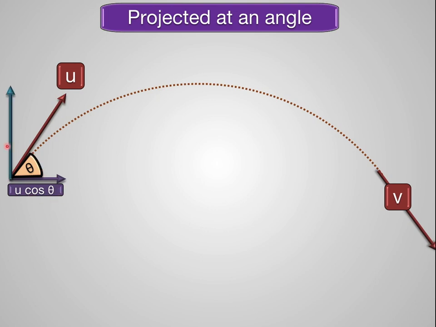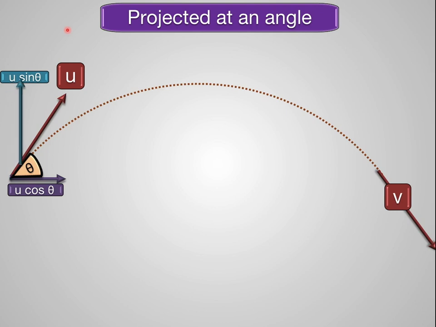And this component is far away from the angle. It's not touching the angle, so we name it u sin theta. We have already discussed this in vector topics. Okay, let's see what will happen to u cos theta and u sin theta during the motion.